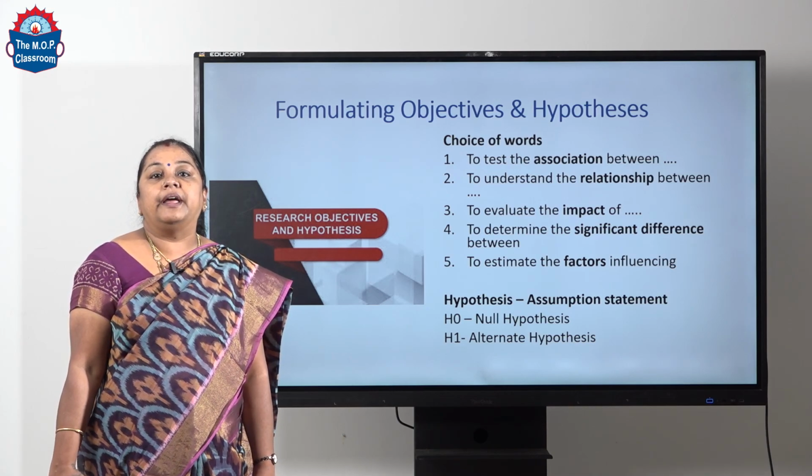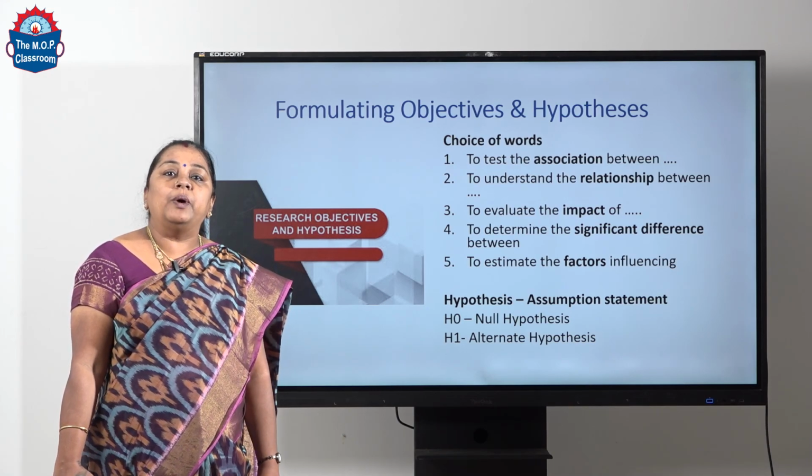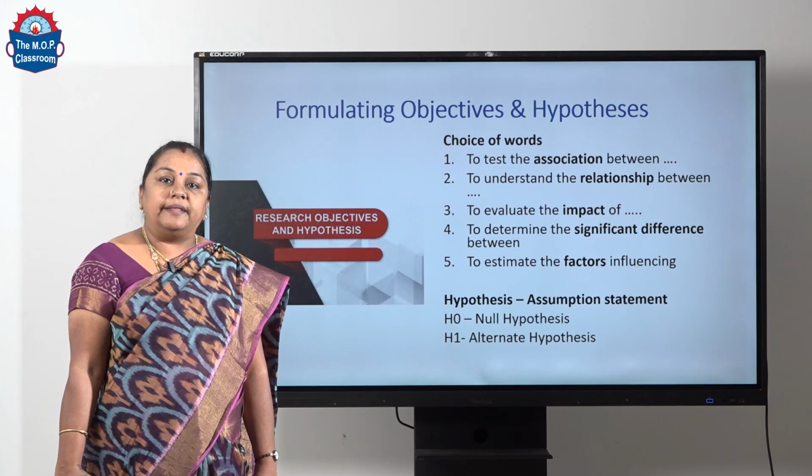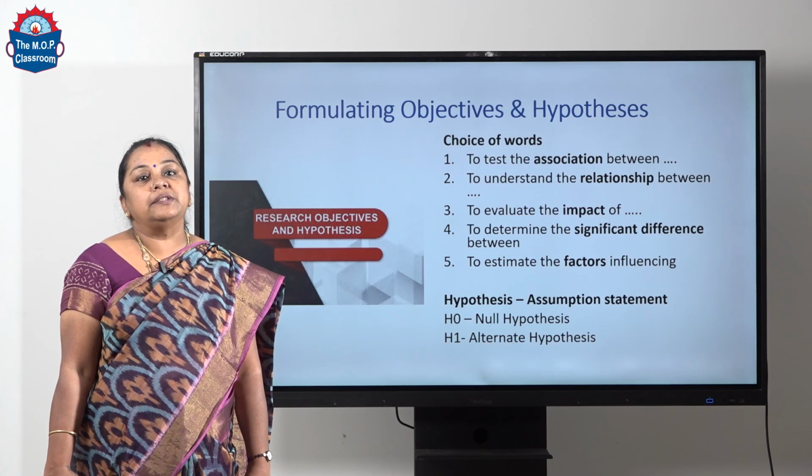Hypothesis is nothing but an assumption statement. There can be two answers for any question. One is there is a relationship, the other one is there is no relationship.